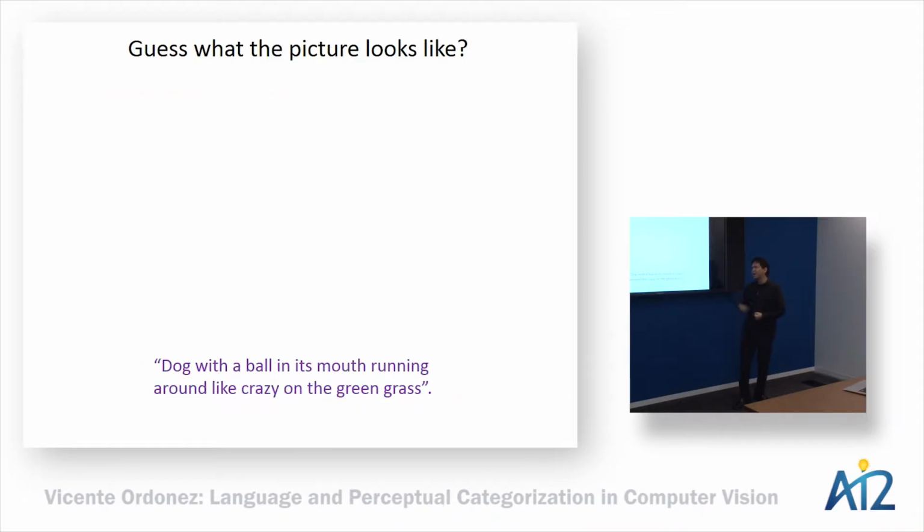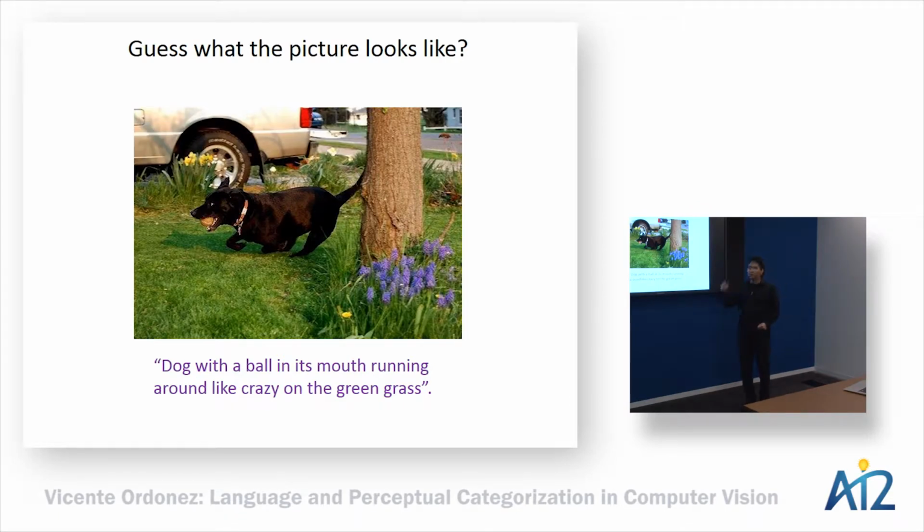If I show you this caption right here, dog with a ball in its mouth running around like crazy on the green grass. Now, can you imagine now what the picture looks like? Well, somehow just by reading the text, now we have some idea that the picture will look like something more specific, right? And this is what the picture looked like for this description.